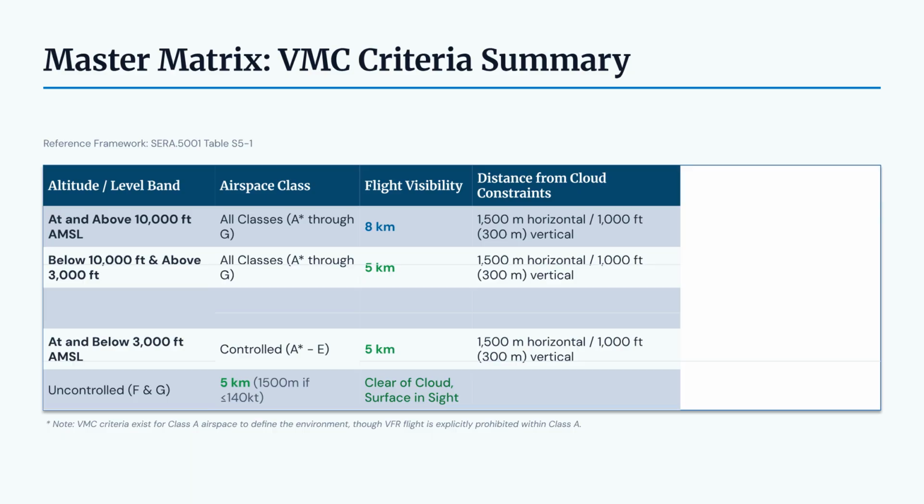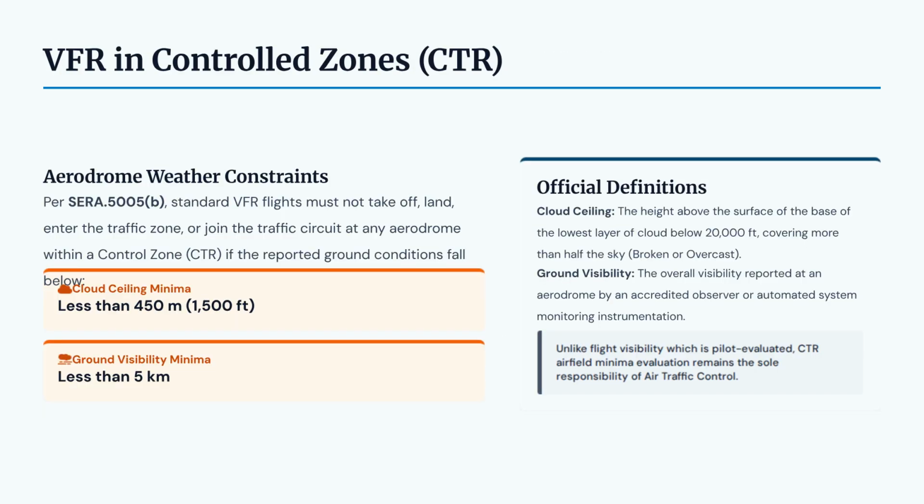This table summarizes the VMC criteria based on the altitude or level band and airspace class, illustrating the required flight visibility and distance from cloud constraints. Take a moment to study it carefully, as this is often a source of examination questions at PPL and ATPL level air law examinations.